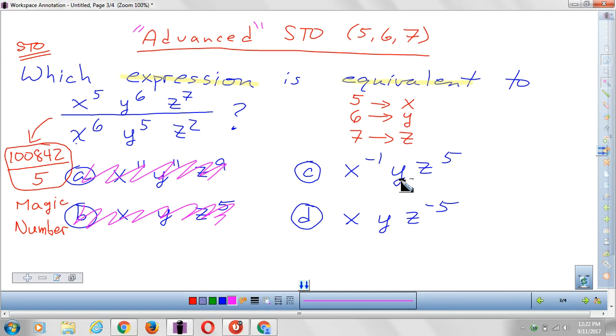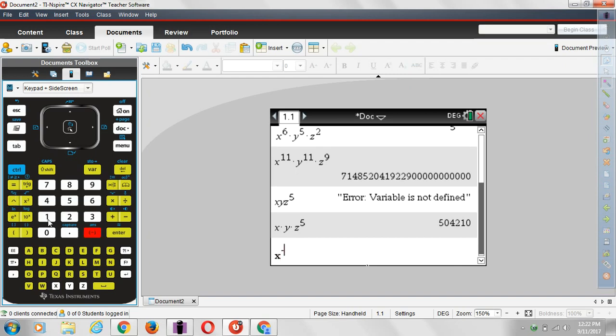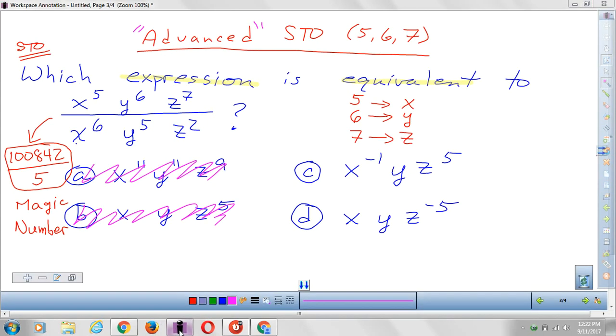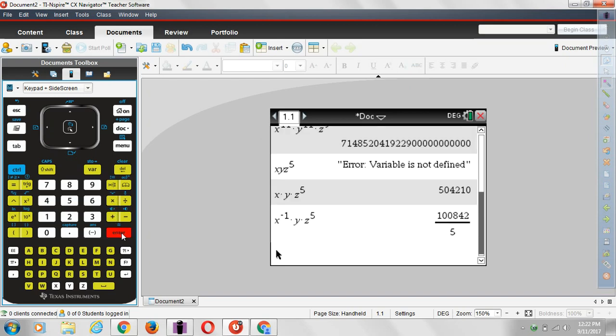X to the negative 1, y, z to the 5th. Okay, x to the negative 1. You are allowed to use negative numbers in exponents, guys. Y, z to the 5th. I keep doing this deliberately, so hopefully you guys are catching me that I'm not bolding the letters. What should I put here? Of course, the answer is times. And I press enter.